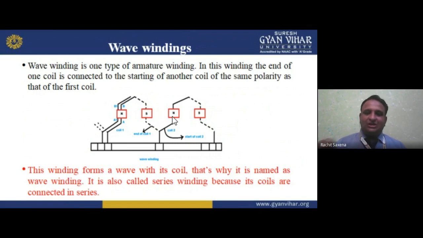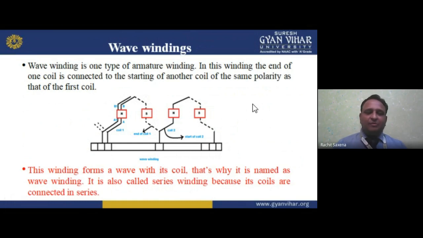The coils are connected in series, so we can call it the series winding. See here, my dear student, these are the commutator segments. This is a wave winding I am showing here. This is coil A, connected from the starting, and its ending end is connected with the starting of the second coil. These are basically the poles, representing north and south. Okay, so I hope you understand.